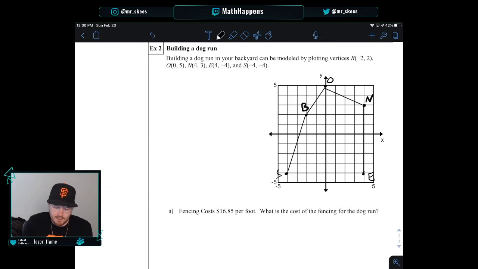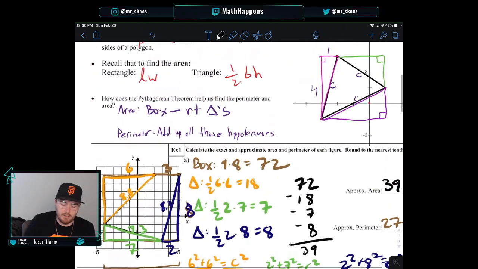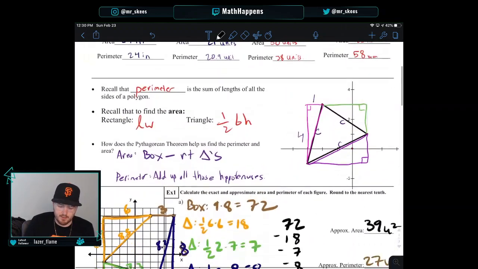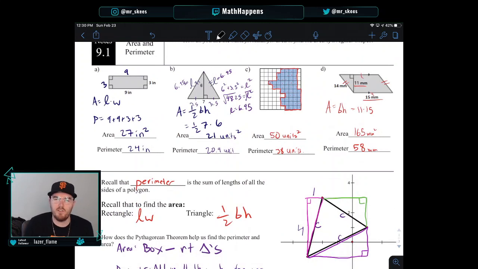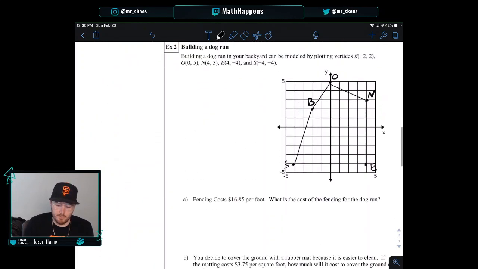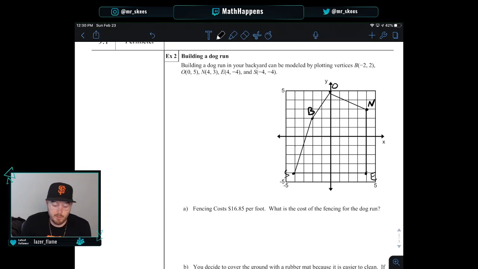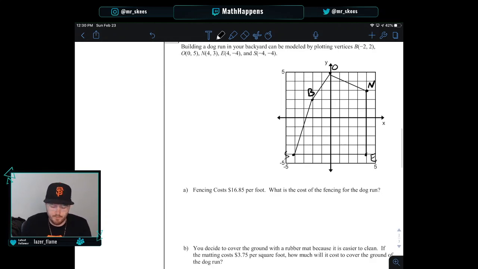So fencing costs $16.85 per foot. What is the cost of the fencing for the dog run? So we just calculated area and perimeter like 4 times over. Once for this difficult shape, or 5 times over, and 4 other times up here for pretty standard shapes. So we're definitely still dealing with area and perimeter, but I would ask of you to think about this for a second before I spoil the answer.